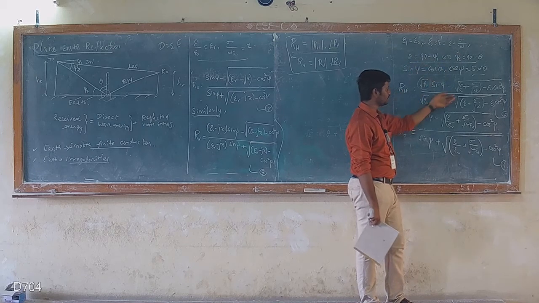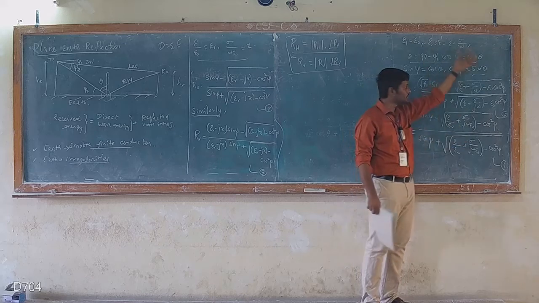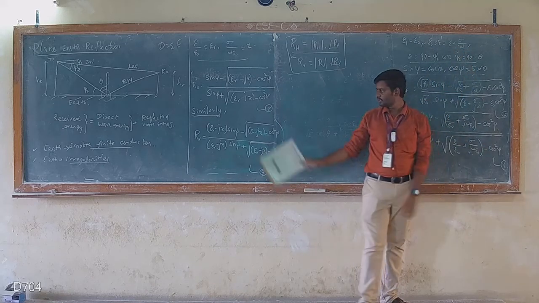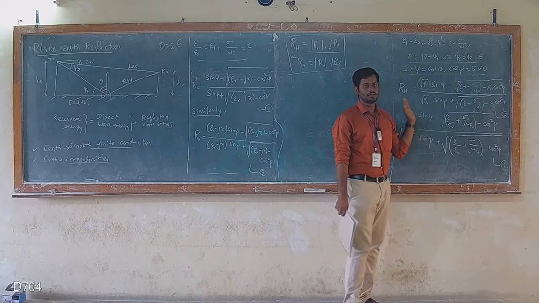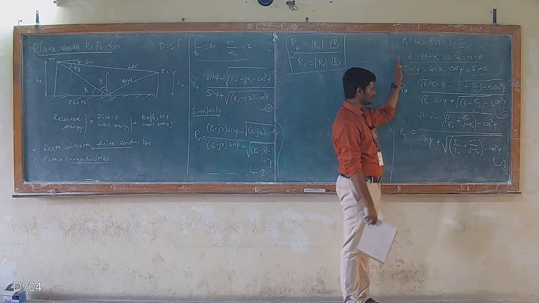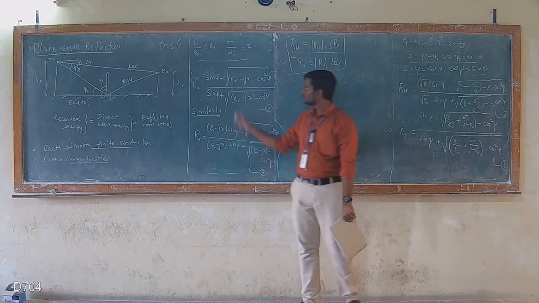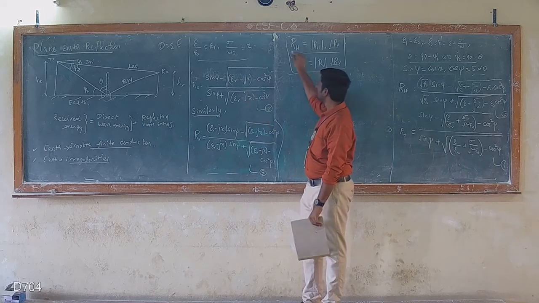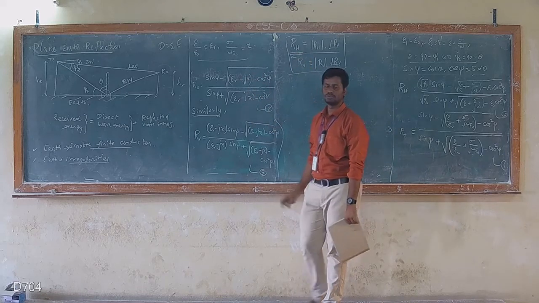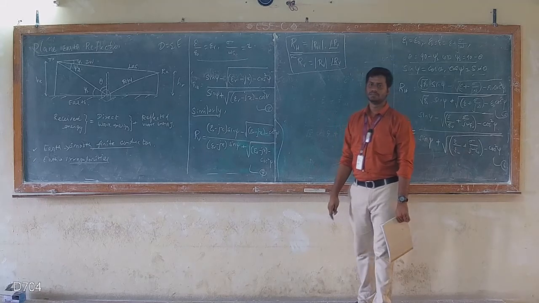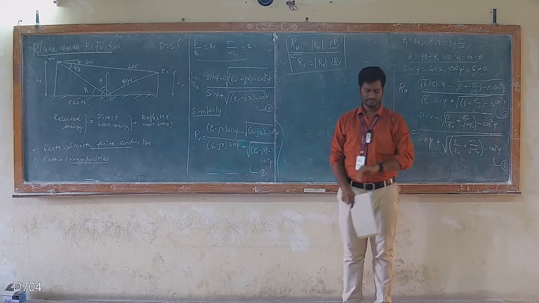So when you do that, we have to substitute all the assumptions here in the reflection coefficient expression. Finally, we have derived and we have summarized with the reflection coefficients for both horizontal polarization and vertical polarization. Thank you.